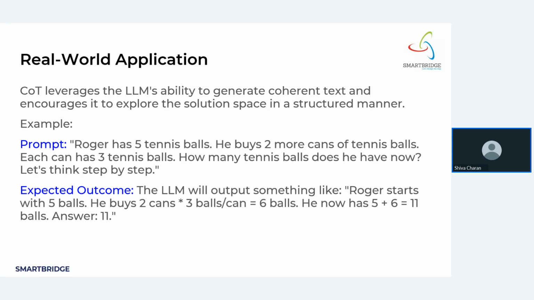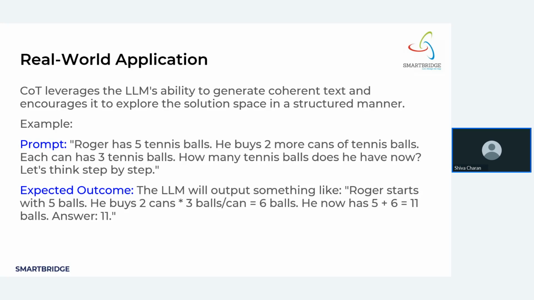So now, how will the LLM be thinking? First it will consider Roger, who is already having 5 balls, and he bought 2 more cans. 2 more cans means each can having 3 tennis balls, so it will be 6 tennis balls. Correct. So that is how it will be reasoning, and it will be giving the expected output. You can see the expected outcome also.